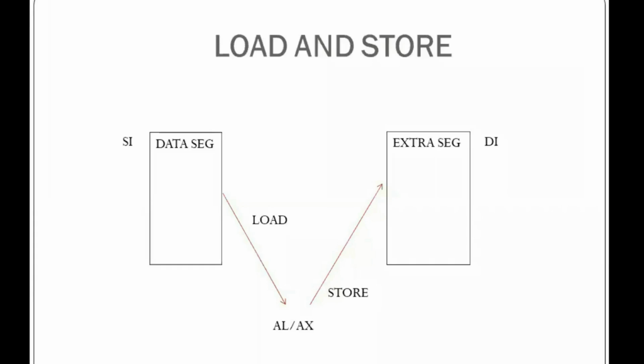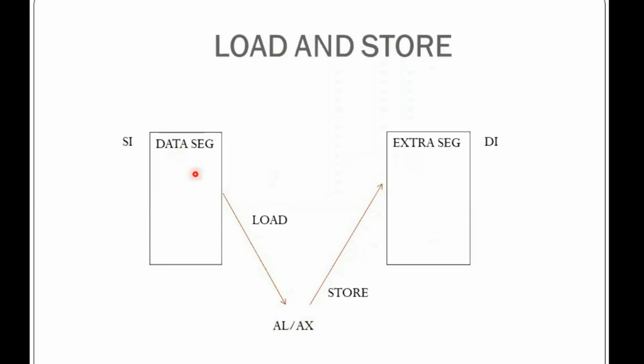Look at this diagram. Load and store. The next upcoming two 8086 instructions that I am going to explain now are very easy to understand. Look here, data segment and extra segment. Here we are not directly transferring data from data segment to extra segment. We are loading data to the AL or AX register. This is basically the accumulator.